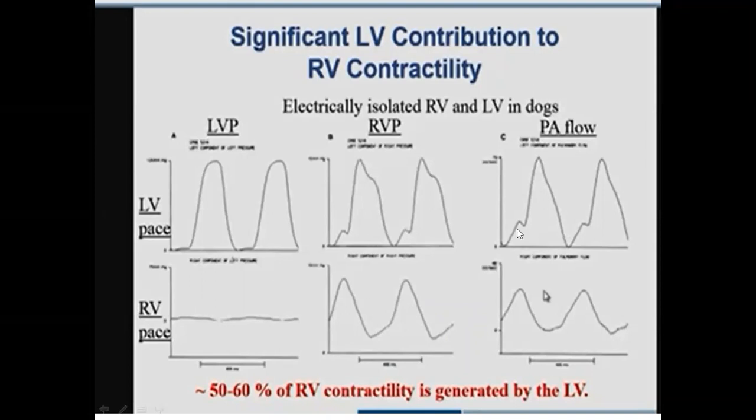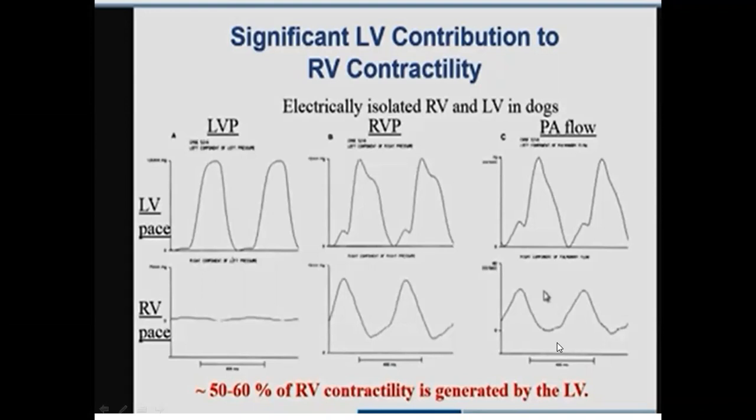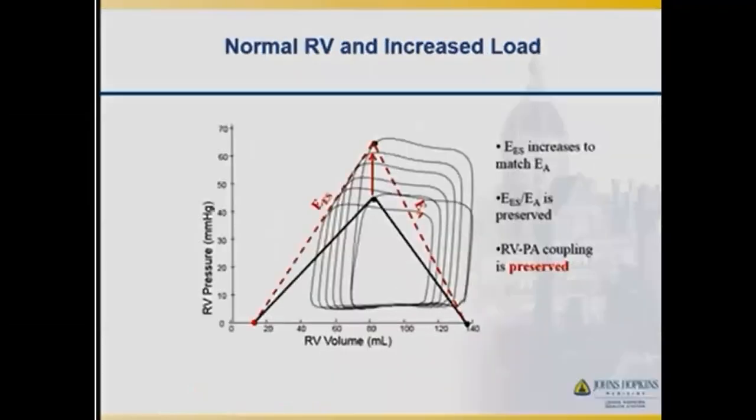So from this, what you can imagine is that even if the RV is not paced or electrically active, the presence of LV contraction can just drive blood flow from the RV to the pulmonary artery. So there is a significant contribution of LV contractility to RV systolic function, and some estimate 50 to 60% of RV contractility is generated by the LV. So with this, you can imagine that any shared septal abnormality has a deleterious effect on RV function. So it's worth knowing this.